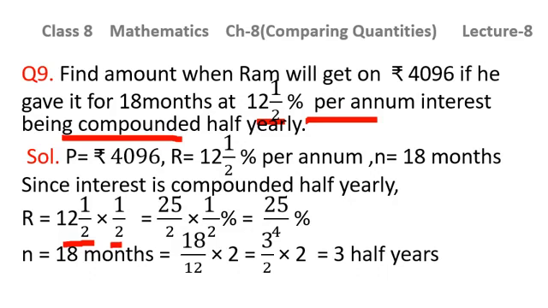And the time is 18 months. First of all, we have converted it into years, 18 over 12. We need to multiply by 2 because we need to find the interest when it is compounded half yearly. So it will be 3 by 2 into 2. That will be 3 half years.